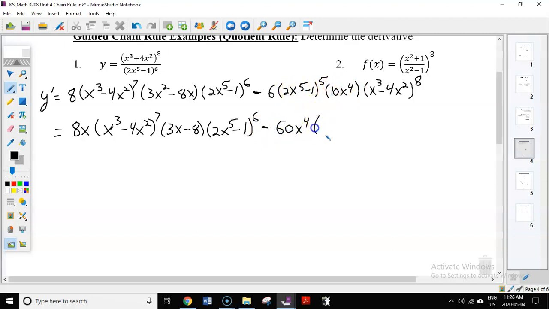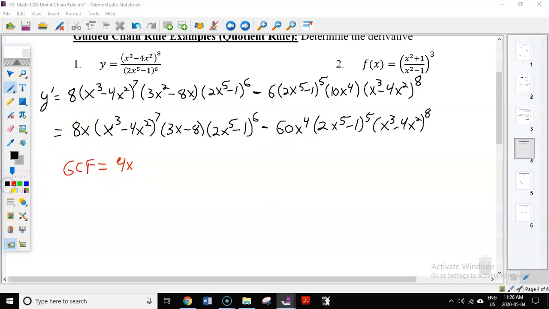And then again, 2x^5 minus 1 to the 5, x cubed minus 4x squared. I'm not going to go any further with simplifying, but I will state the GCF. If you look at both of the large terms, the GCF between 8x and 60x would be 4x. So the x^4 and the x gives me an x, and the 8 and the 60 gives me a 4.